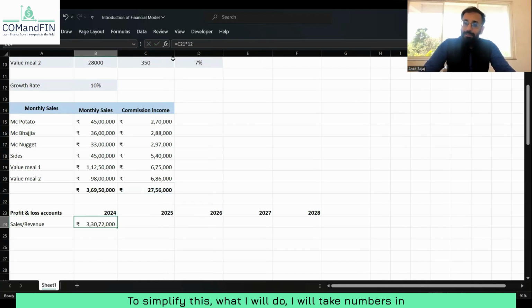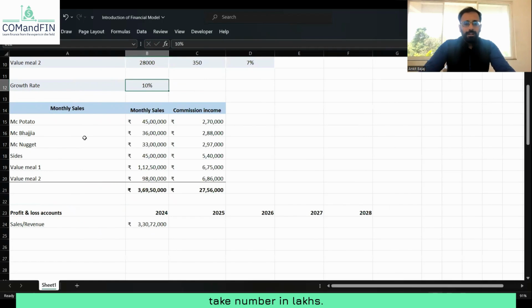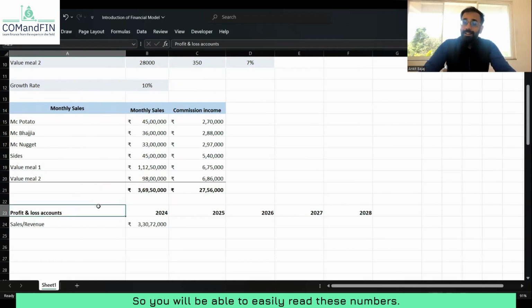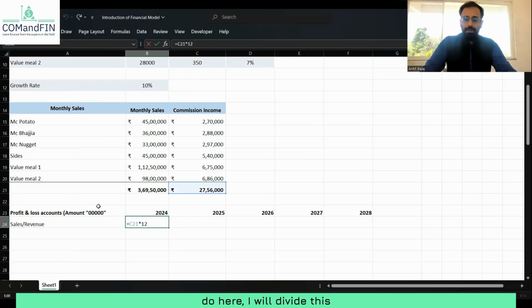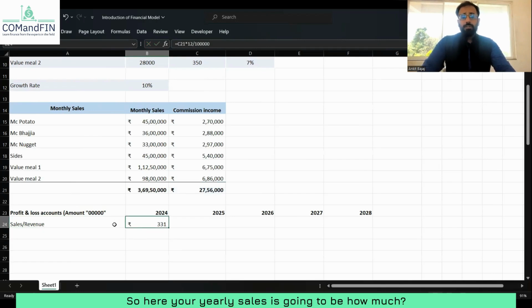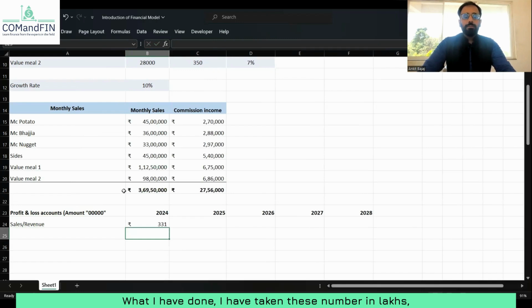Now, to simplify this, I will take numbers in lakhs, so you will be able to easily read these numbers. So I will take the amount in lakhs, and I will divide this value by 1 lakh, right? So here your yearly sales is going to be how much? It is going to be 331 lakh. Your yearly commission or sales is going to be 331 lakh. What I've done is taken these numbers in lakhs.